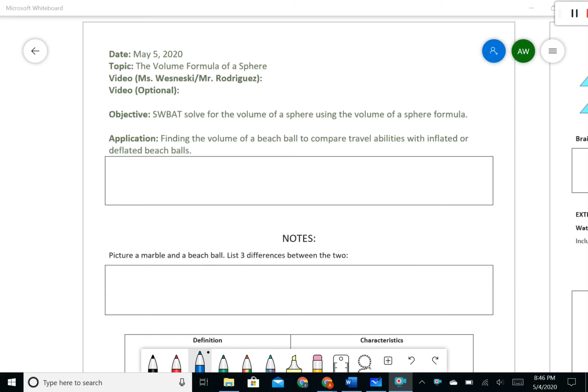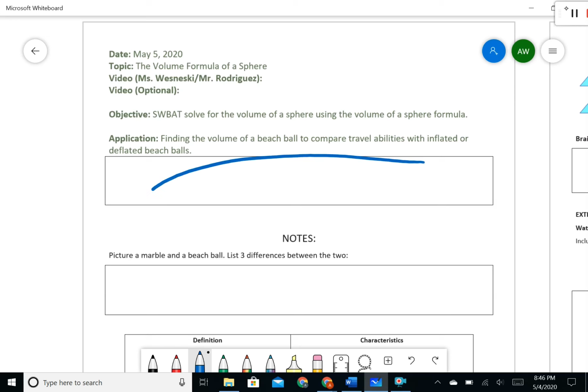Our objective for today is that students will be able to solve for the volume of a sphere using the volume of a sphere formula. One application of this would be considering how the volume of a sphere impacts our everyday life. So imagine that you're packing for a beach trip and you need to find the volume of a beach ball to compare how many you can fit into your car versus if they were deflated. So do I want to travel with these that are inflated or these that are deflated?